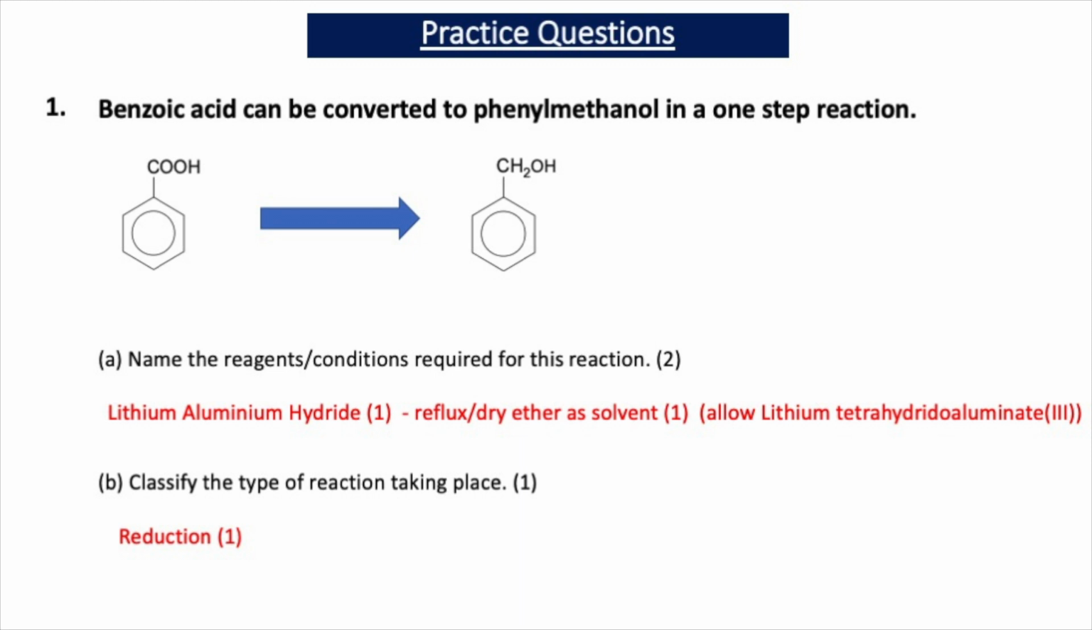Now, to convert a carboxylic acid to a primary alcohol, you need lithium aluminium hydride. Now, this is also called lithium tetrahydroaluminate(III). Now, you get 1 mark for naming this reagent, and the conditions are reflux in dry ether as a solvent, and that gets you the 2nd mark. And the type of reaction taking place is a reduction, 1 mark for that.